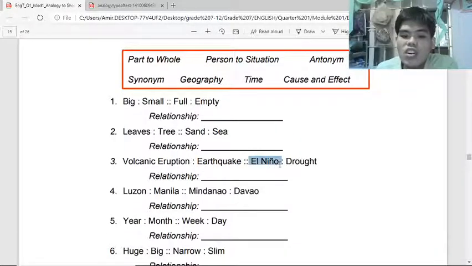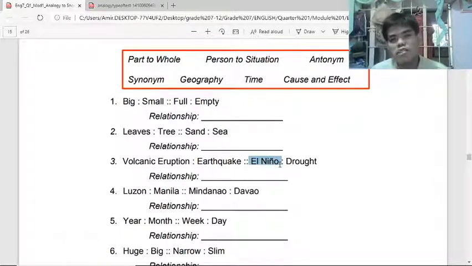Same with El Nino is to drought. El Nino is a season in which there is nothing but sun all the time. Mostly 90% sun. There's no rain at all. And because of that, everything is dry.